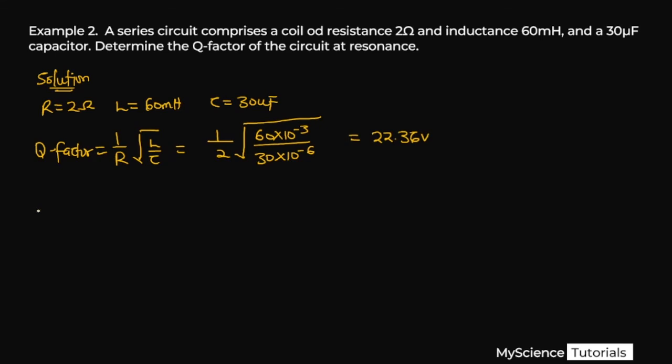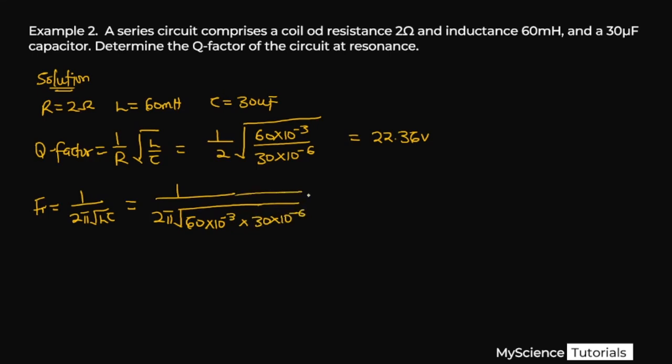Or we can find the resonant frequency first. So resonant frequency FR is equal to 1 over 2 pi times the root of LC. So if we do that, we have 1 over 2 pi, the root of our L, which is 60 times 10 raised to the power minus 3, multiplied by our C, which is 30 times 10 raised to the power minus 6. Then if we compute everything there, it's going to give us a resonant frequency of 118.63 hertz.